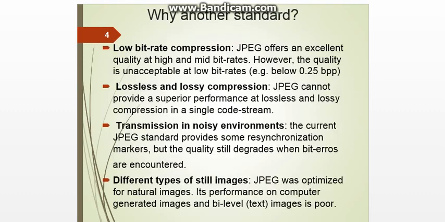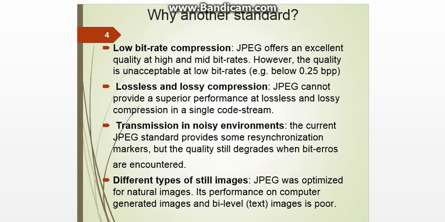Now, why is there a need for another standard? The low bit rate compression. JPEG offers an excellent quality at high and mid bit rates. However, the quality is unacceptable at low bit rates, for example, 0.25 bits per pixel. Now, JPEG 2000 offers performance superior to the current standard at the low bit rates, that is 0.25 bits per pixel. This is suitable for applications like network image transmission and remote sensing.